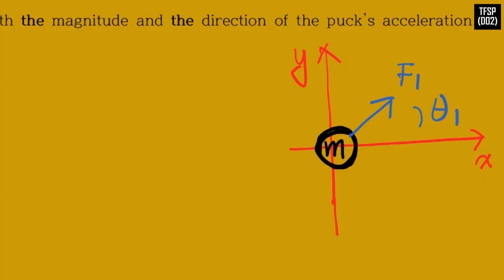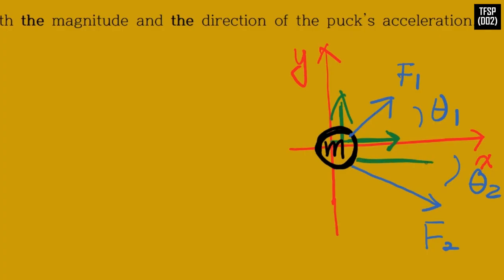Theta 1, F2, theta 2. F1 cosine theta 1, F1 sine theta 1, F2 cosine theta 2, F2 sine theta 2. A 2D problem is 1D plus 1D.